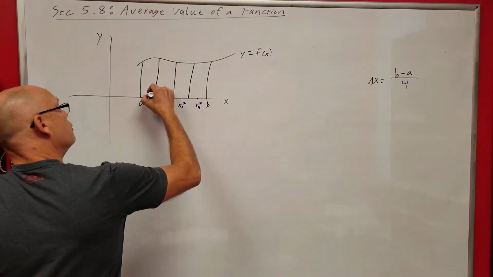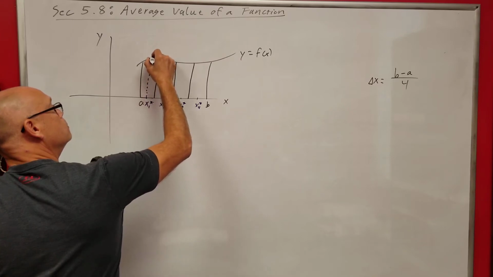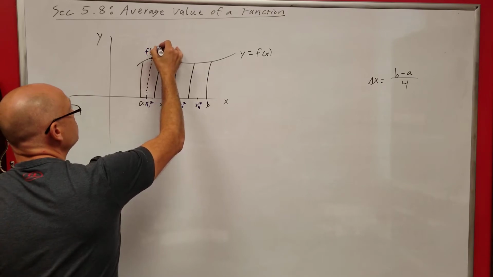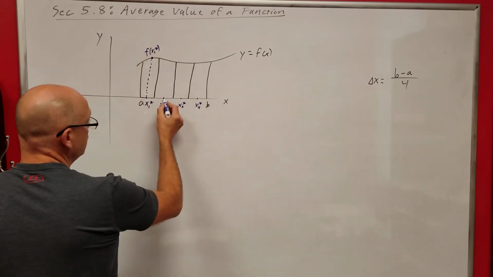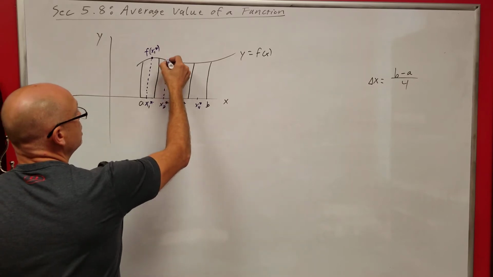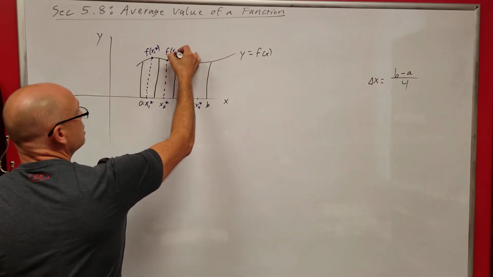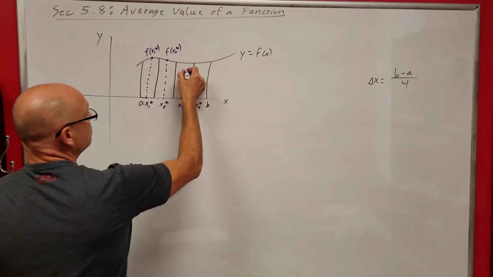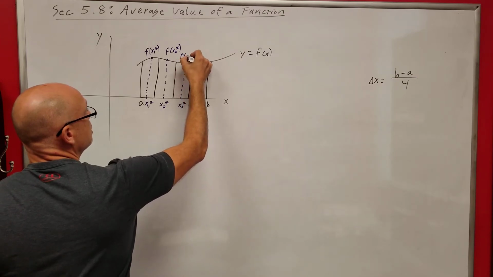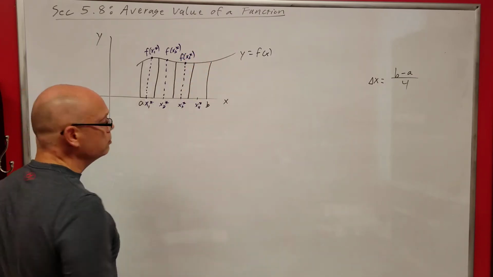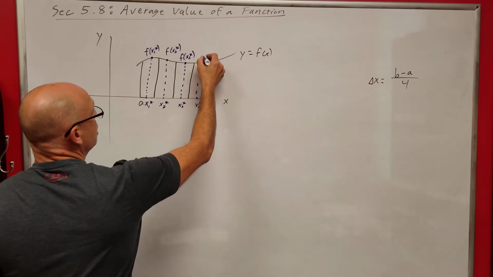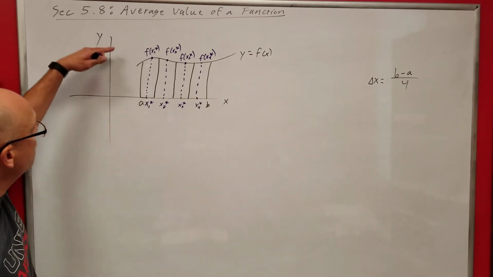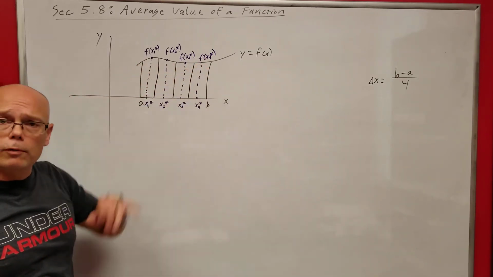Now, if I look at my function height right there at x1 star, that'll be f at x1 star. If I look at the height of my function at x2 star, what will that be? That'll be f at x2 star. How about the height of my function at x3 star? Well, f at x3 star, right? And your height right here would be what? F at x4 star.